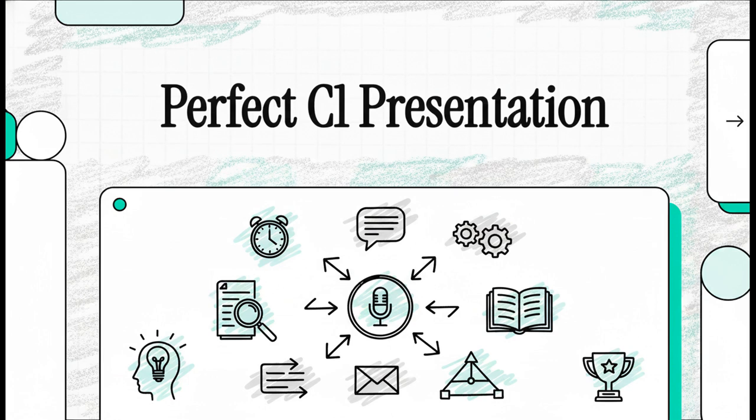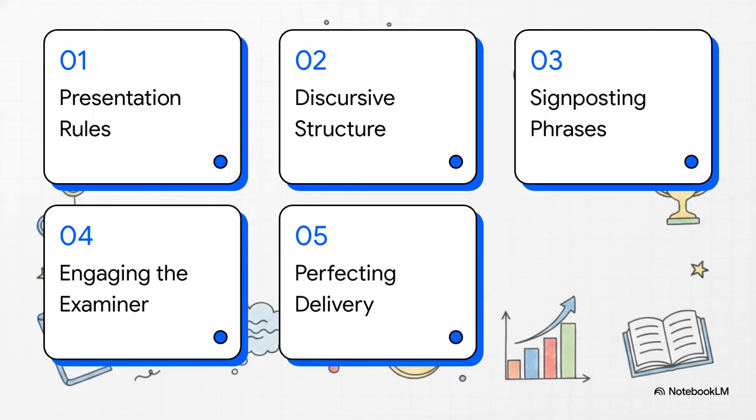We'll be looking directly at the mechanics of the exam and the source materials provided by Trinity College, just to understand exactly what those examiners are looking for. Okay, let's dive right into this. We're going to cover 5 key parts of our blueprint today: the presentation rules, the discursive structure, essential signposting phrases, how to engage the examiner, and finally, perfecting your delivery.